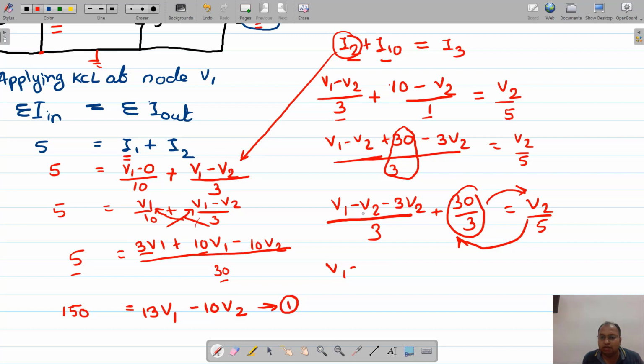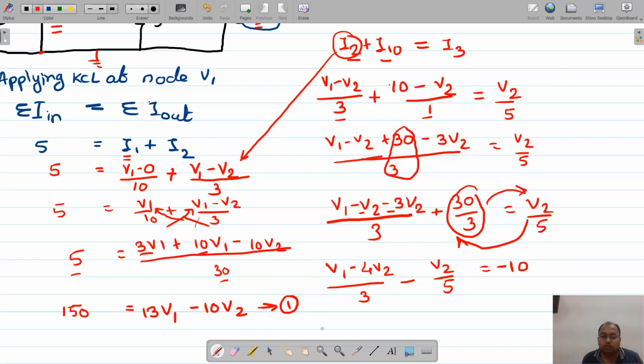Okay, what about this then? It is going to get added, right? So minus 4V2 divided by 3. After taking this V2 divided by 5, it is going to become minus, and the 30 divided by 10 is going to become 10, and once I transfer it to the right hand side, it is going to become minus, isn't it? I hope this thing is very clear.